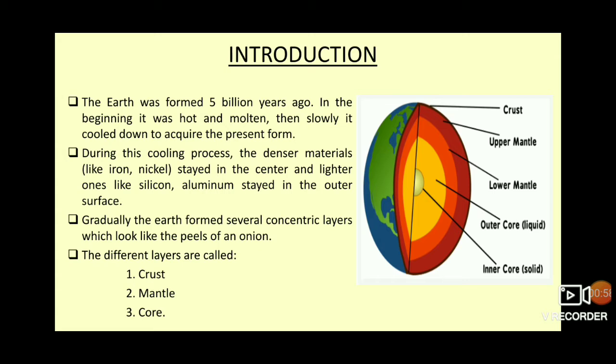For example, during the cooling process, the denser materials like iron and nickel stayed in the center and lighter ones like silicon and aluminium stayed in the outer surface. So, from this study, it has become clear that the earth is made up of three main layers: the crust, mantle and core. So we will discuss all one by one.